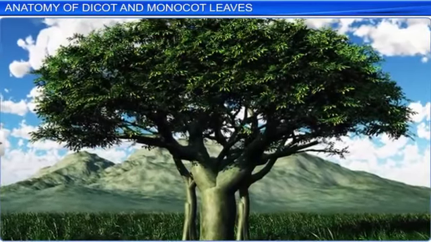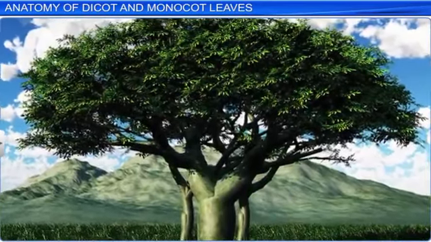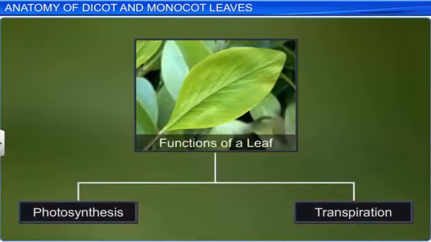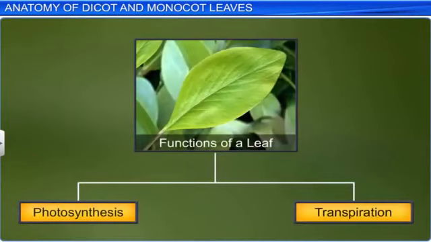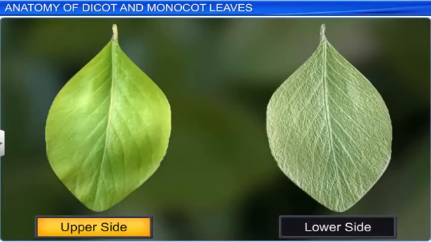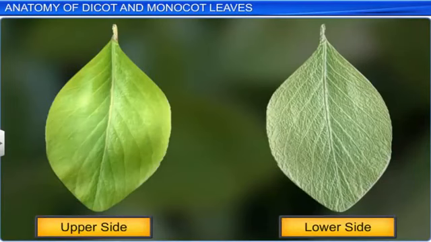Leaves are the most visible organs of a plant. They perform many crucial functions such as photosynthesis and transpiration, in which their internal structure plays an important role. A dicot leaf is also known as dorsiventral, as its upper and lower sides are different in structure.